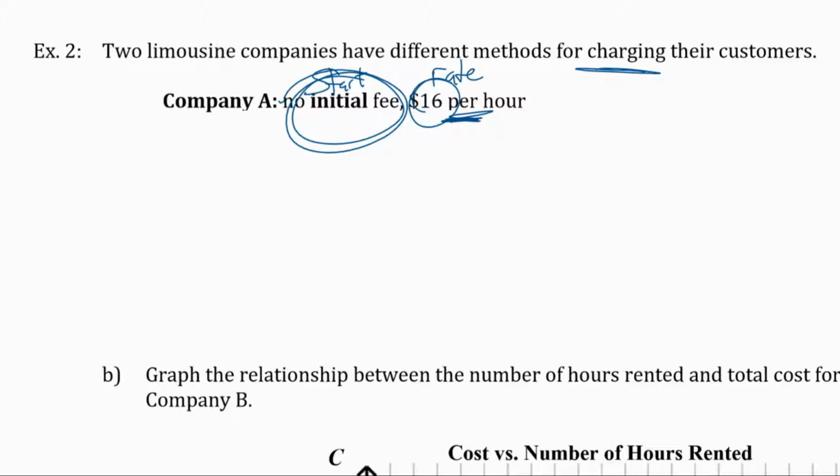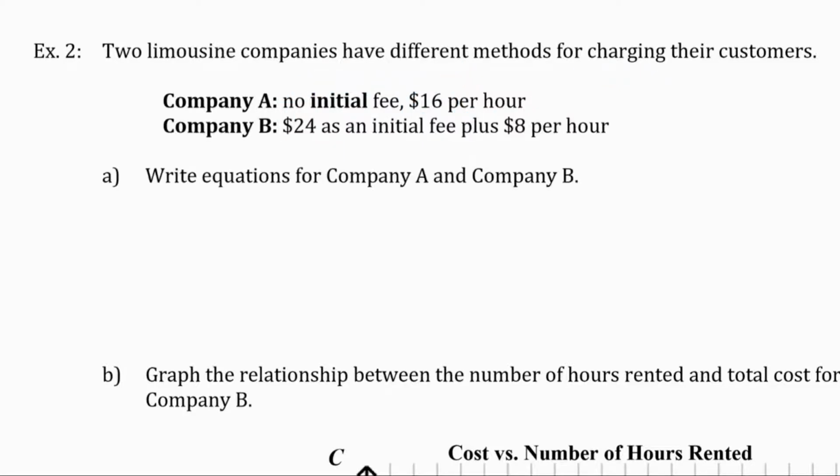If I wanted to, I could turn this into an equation, I could turn this into a graph, and I could turn this into a table of values. Those are the other 3 that we've looked at, right? Okay, so that was just for company A.